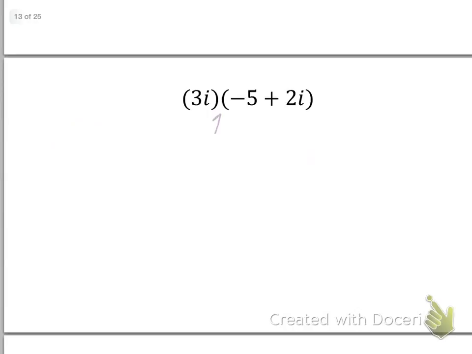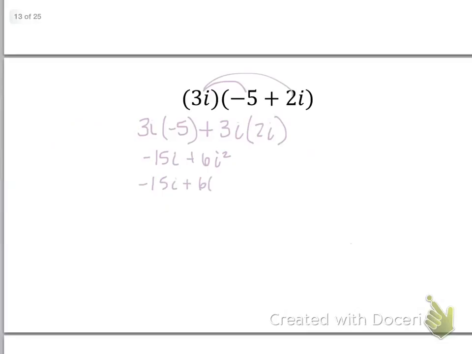Okay, this one, there isn't a plus sign or minus sign in here, so what we need to do is distribute it. So I'm going to get 3i times -5, and then plus 3i times 2i. So we got -15i. 3 times 2 is 6. i times i is i squared. But I said whenever we had an i squared, that represents -1. So I'm going to take out that i squared and put a -1 in. 6 times -1 is -6.